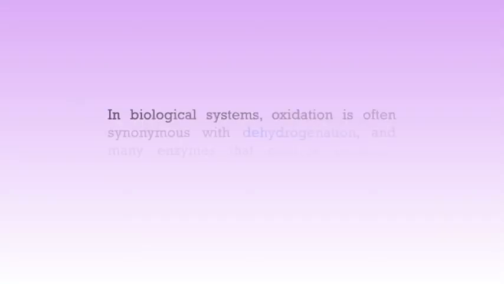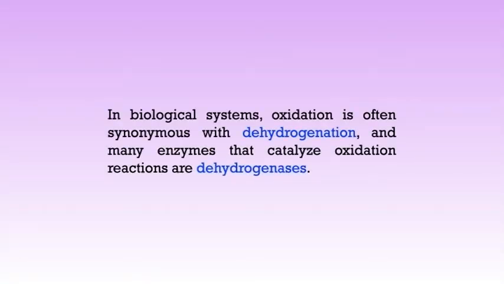The more electronegative atom owns the bonding electrons it shares with another atom. With each formal loss of electrons, the carbon atom has undergone oxidation, even when no oxygen is involved, as in the conversion of an alkane to an alkene. In this case, oxidation, which is the loss of electrons, is coincident with the loss of hydrogen. In biological systems, oxidation is often synonymous with dehydrogenation, and many enzymes that catalyze oxidation reactions are dehydrogenases.